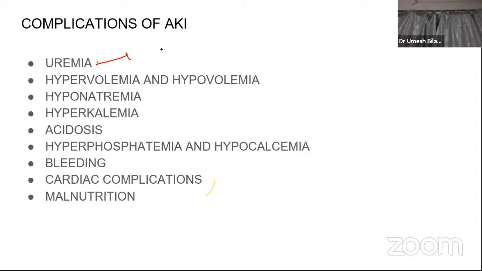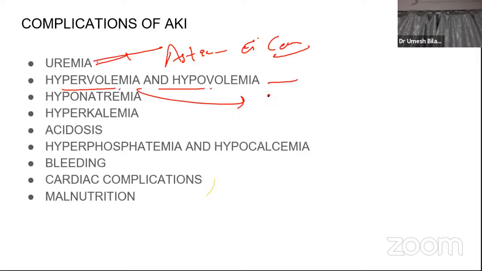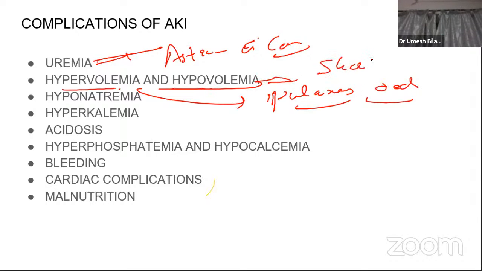The signs of uremia are asterixis and coma. All these uremia signs can be there. Hypervolemia, the patient may develop. Hypervolemia means pulmonary congestion, pulmonary edema. Otherwise, they can develop hypovolemia, which means shock.